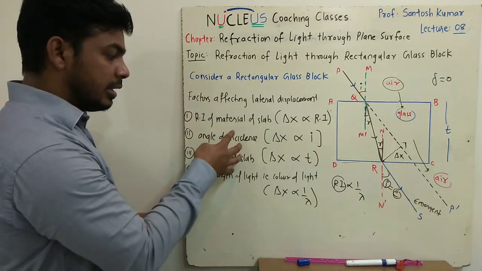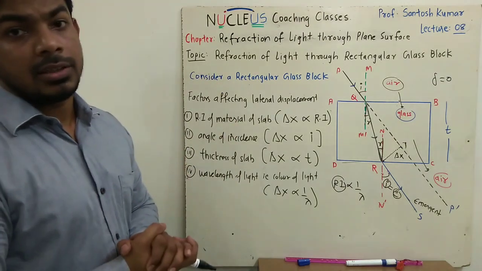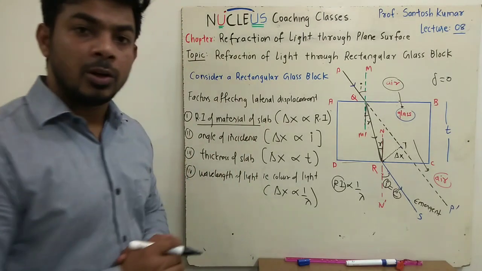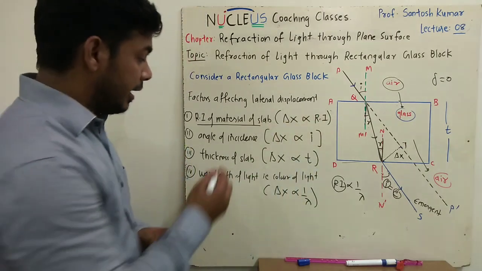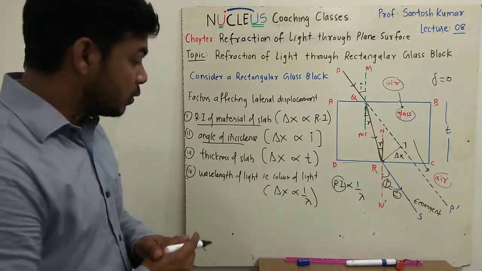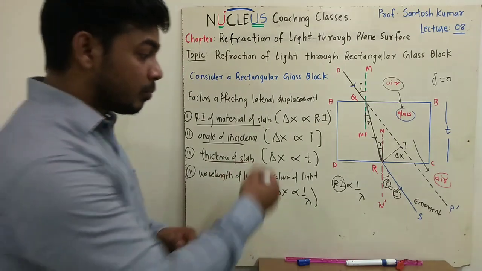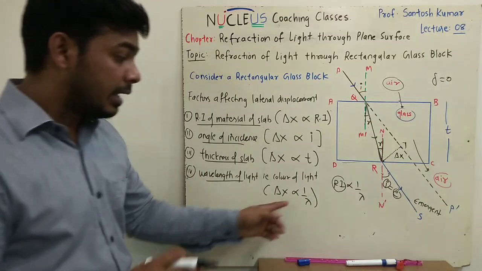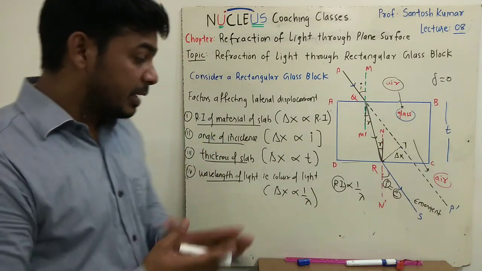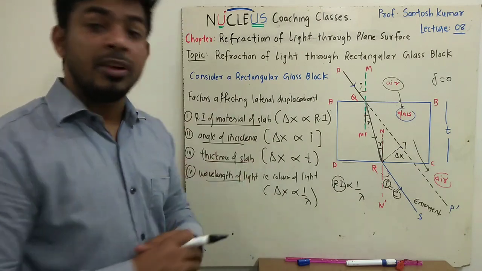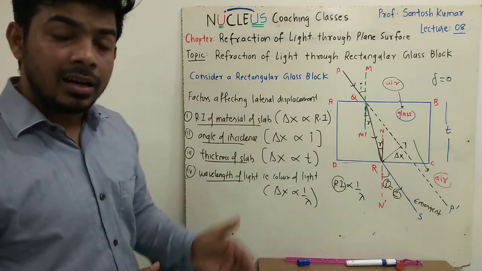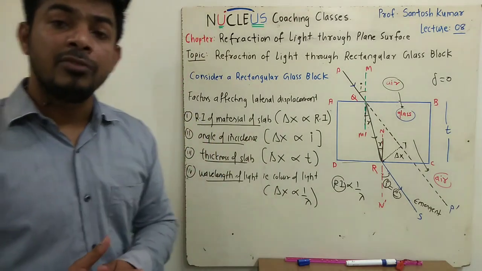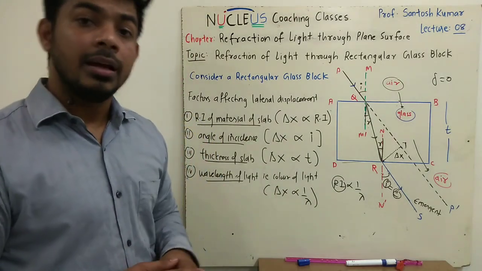So you have to study the four factors on which the lateral shift or lateral displacement depends. It depends on the refractive index of the material of the slab, which is directly proportional. It depends on the angle of incidence, directly proportional. It depends on the thickness of the slab, directly proportional. And it also depends on the wavelength of light, that is the color of light, and it is inversely proportional. That means for different colors, the shift will be different. For red color, the wavelength being the maximum, the shift will be least. For violet color, the wavelength will be minimum, so the shift will be maximum.